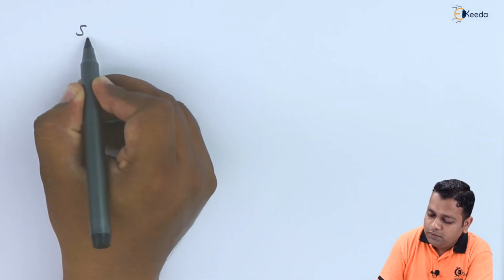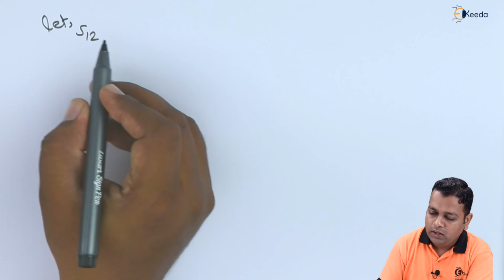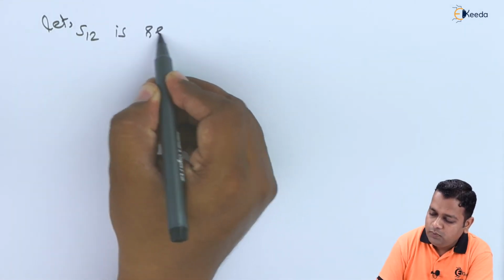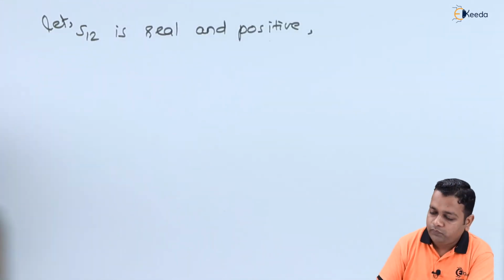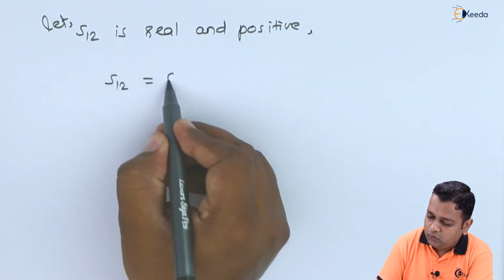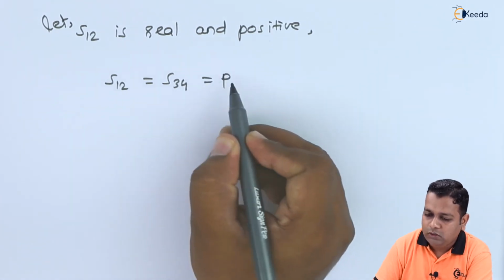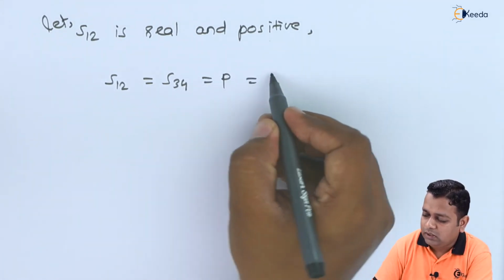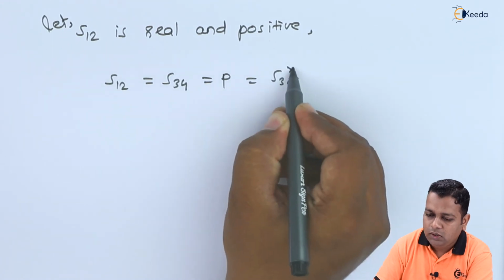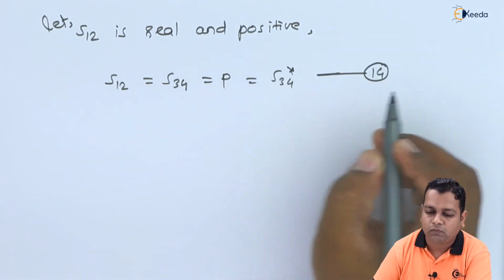So now if we let the scattering coefficient S12 be real and positive, then we have S12 which is equated to S34 earlier. This will be equal to small p, and this is nothing but S34 conjugate also. So let this be equation number 14.